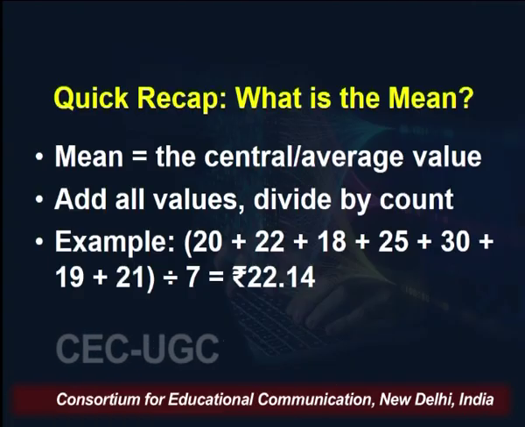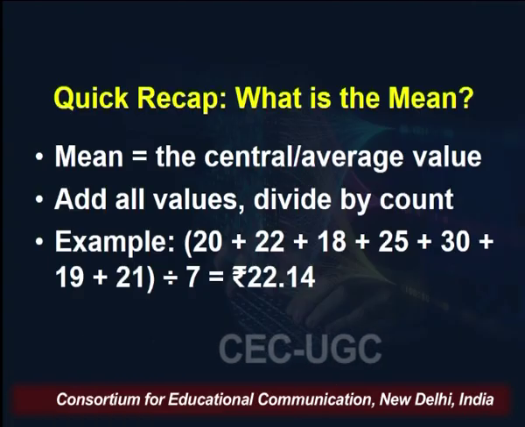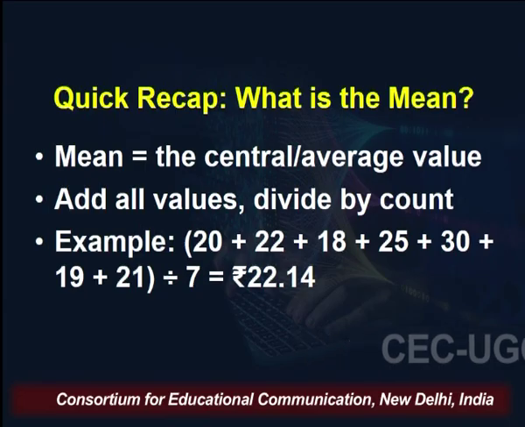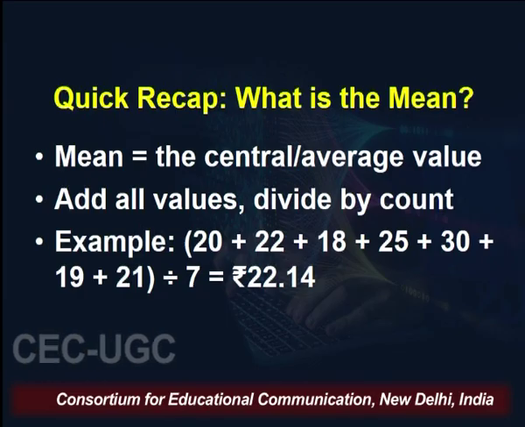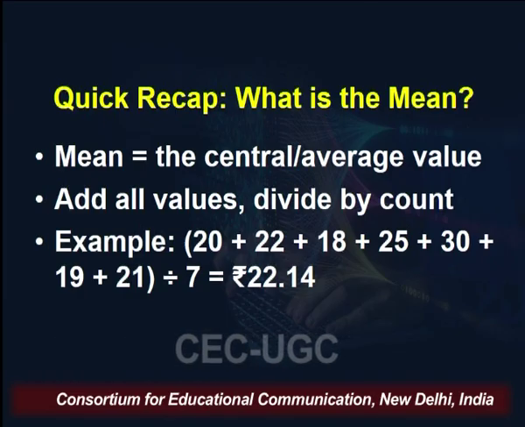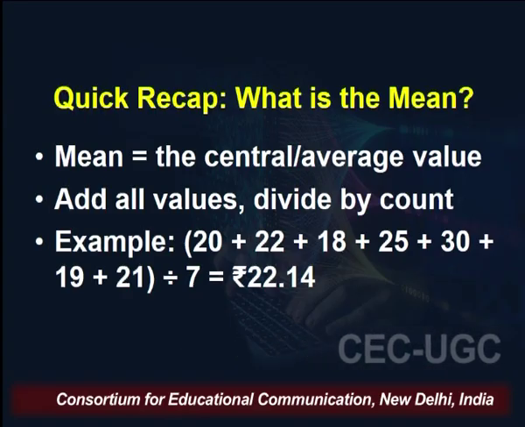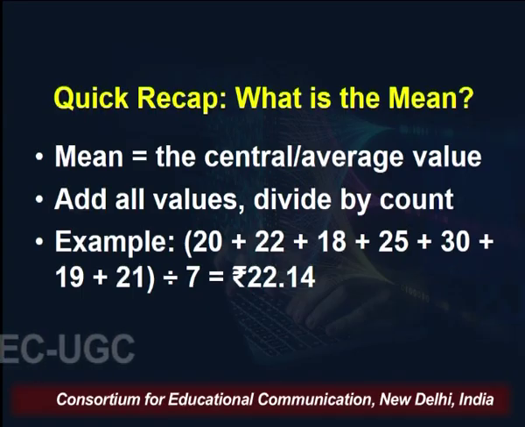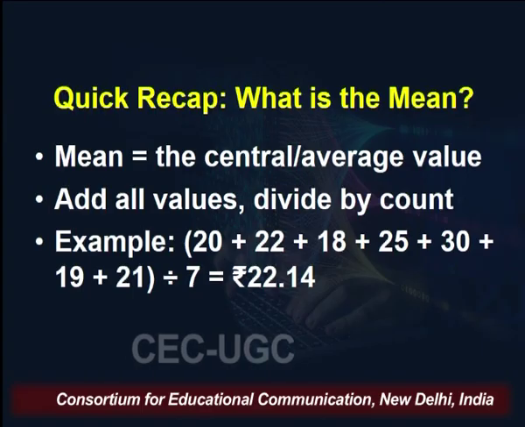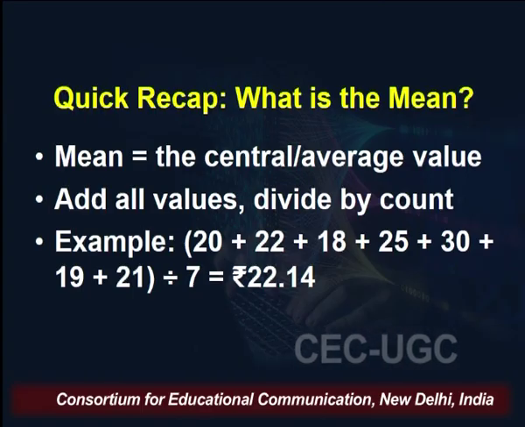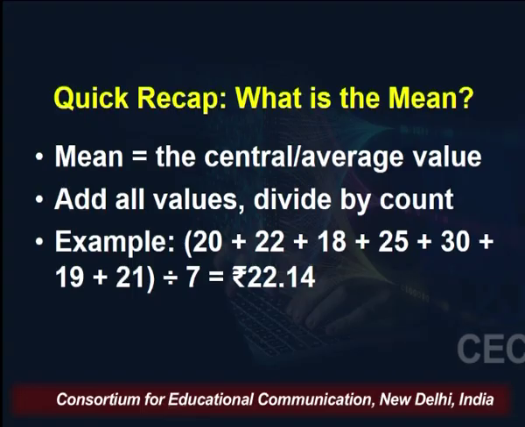Before we begin describing spread, let's quickly recap what the mean is. As you all can recall, the mean is the central or the average value. You add all values and divide by the count. For example, if the prices of tomato were 20, 22, 18, 25, 30, 19 and 21, you would add all of them up and then divide by the number of values, which is 7, which would give you rupees 22.14. Now, what does this mean tell us about risk?